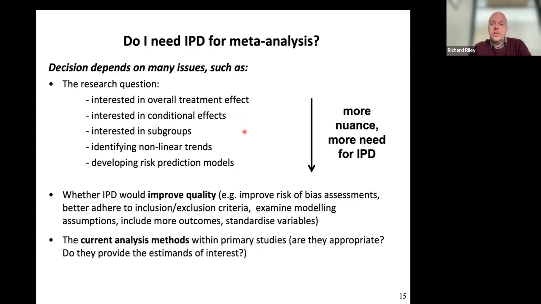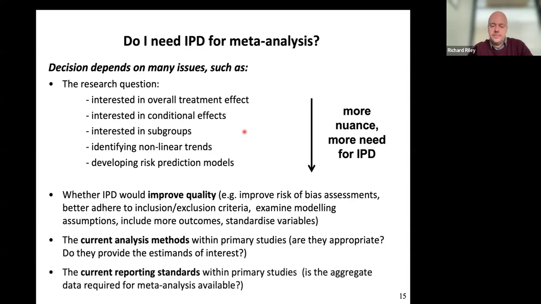It also depends on the analysis methods in the original study. So if the original studies were all about time to event data and they used logistic regression and ignored issues of censoring, for example, they'd be worthless to me. But I could get the IPD and maybe I could analyze it in a much better way. So again, how have the original studies been analyzed?